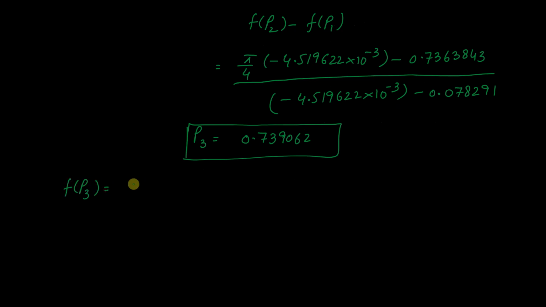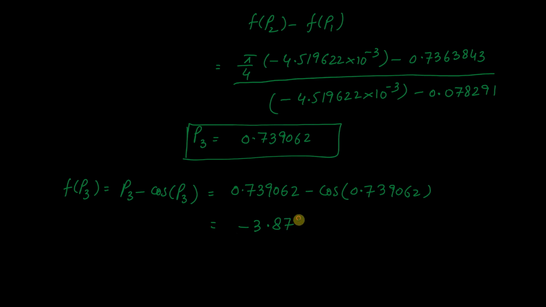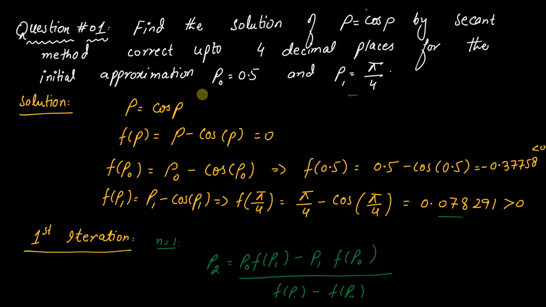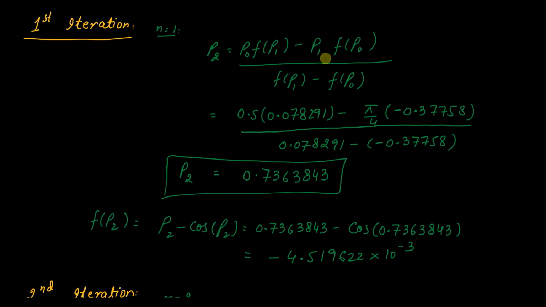F of P3 is equal to P3 minus cos of P3, that is equal to 0.739062 minus cos of 0.739062. So after simplification, you will get negative 3.871582 times 10 raised to the power minus 5. Okay, so we need to keep in mind that we need to go for 4 decimal places. This is our defined tolerance.